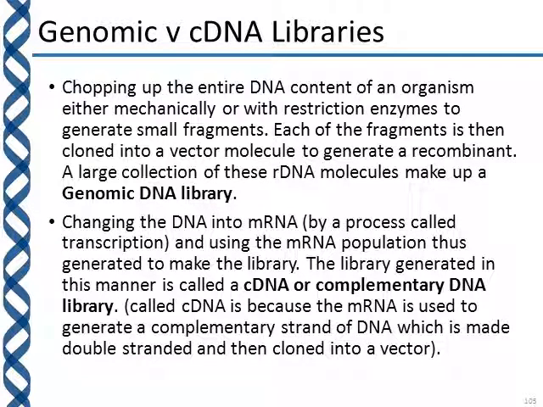For a cDNA library, the DNA is changed to messenger RNA by the process called transcription, and the mRNA population thus generated is used to make the library. The library generated in this manner is termed a cDNA or complementary DNA library. It is called cDNA because the messenger RNA is used to generate a complementary strand of DNA, which is made double-stranded and is then cloned into a vector.